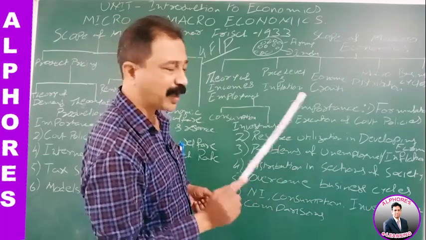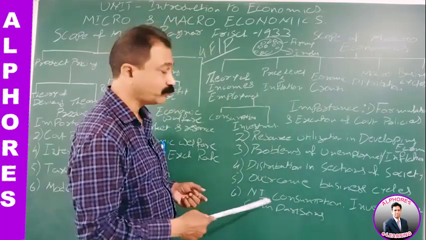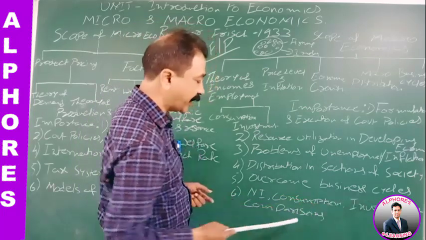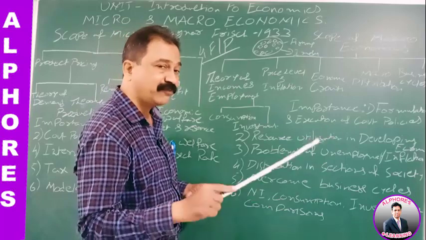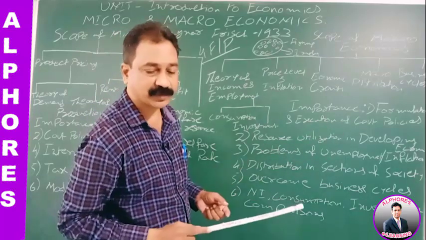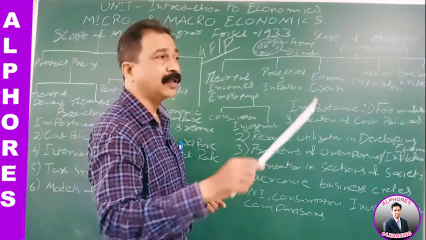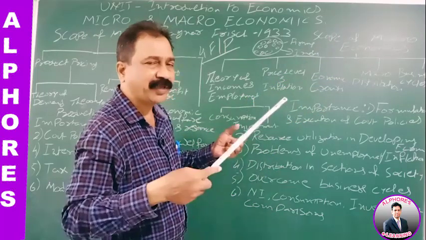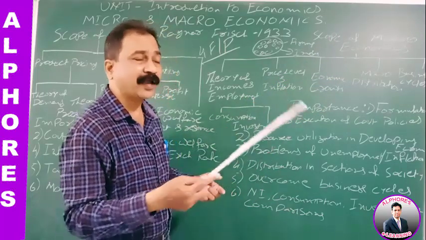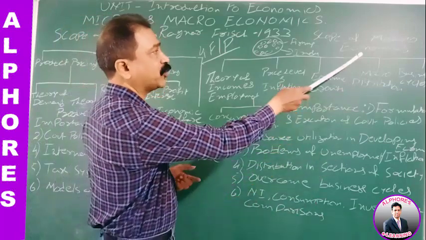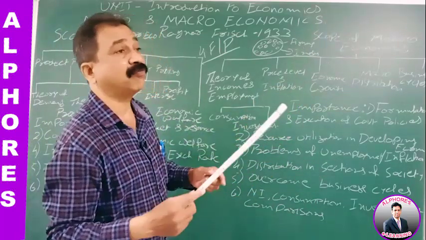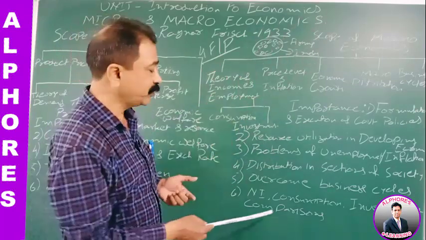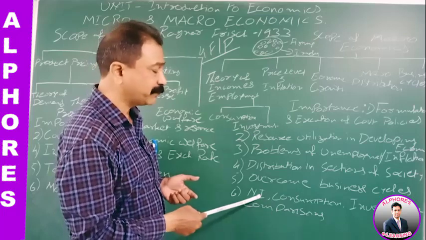Next, under macroeconomics: national income, aggregate consumption or total consumption, aggregate investments, and comparison between different countries will happen. Unless you know the growth rate or national income of another country, you never know whether you are developing or not. So to make a comparison with other countries, you need the macroeconomic data. We make a comparison: what is the condition of our neighbor countries? What is the condition of developed countries? Along with that, we can calculate national income.